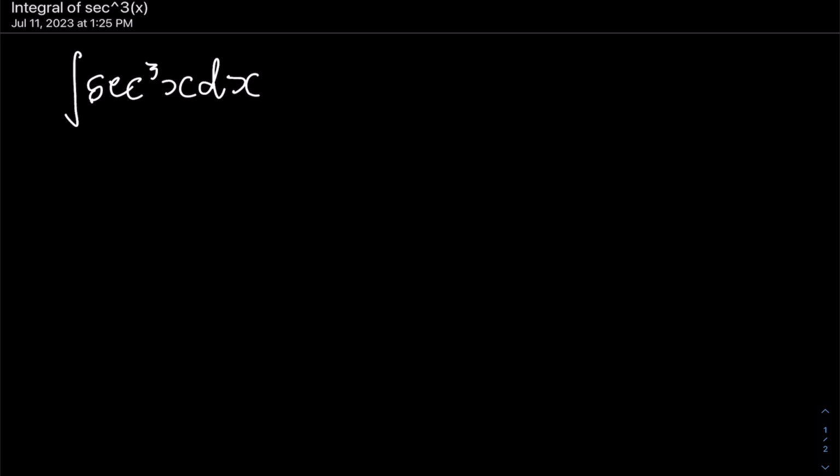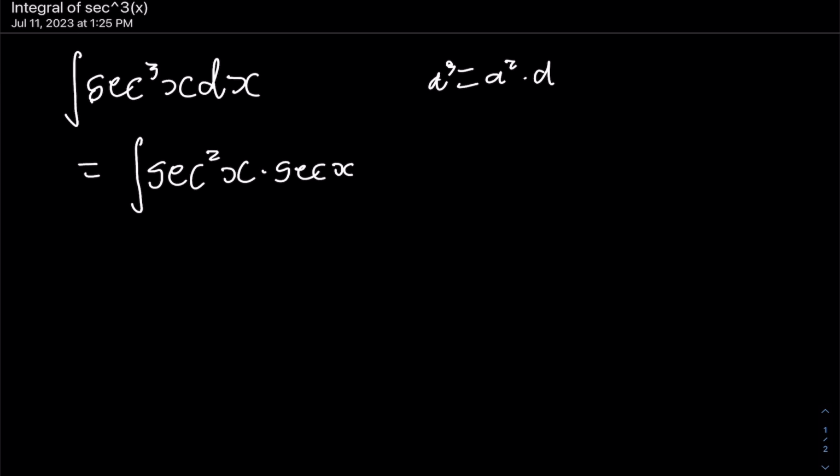So the first thing that we notice is that we can break this down, this secant cubed, into its other factors such as secant squared and secant, because we know that some a cubed can be written as a squared times a. So we can write this as the integral of secant squared x times secant x dx. And now you may be asking, why did we do that? Well, the reason is that we can integrate secant squared x pretty easily, and we can also differentiate secant x pretty easily.